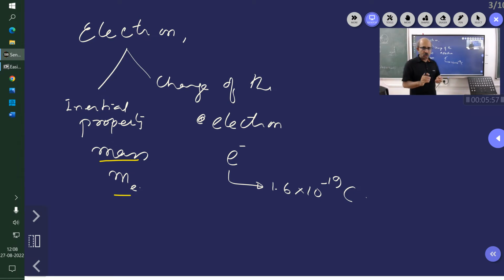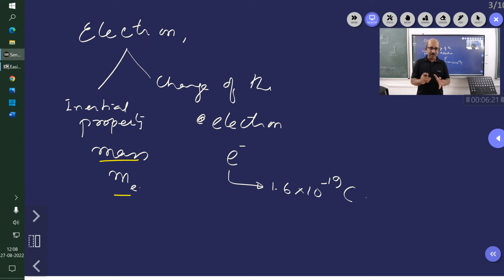So now we have just understood two concepts. What are they? One is a charged body, because we call a body charged if it has an excess or deficient number of electrons, and the electron has two properties, mass and charge.